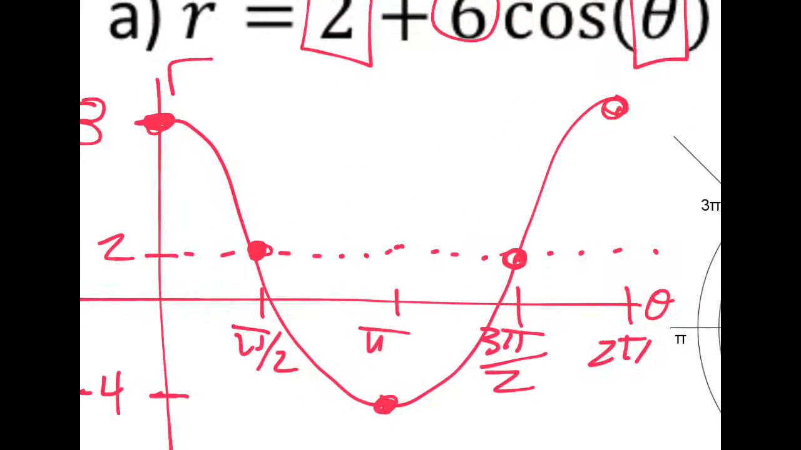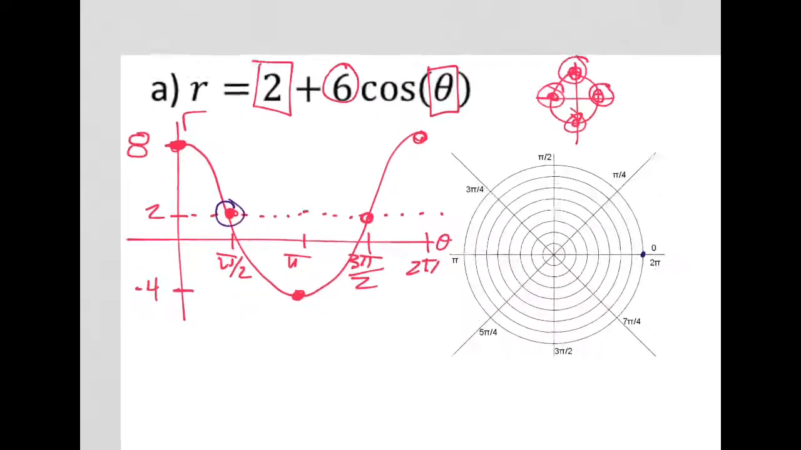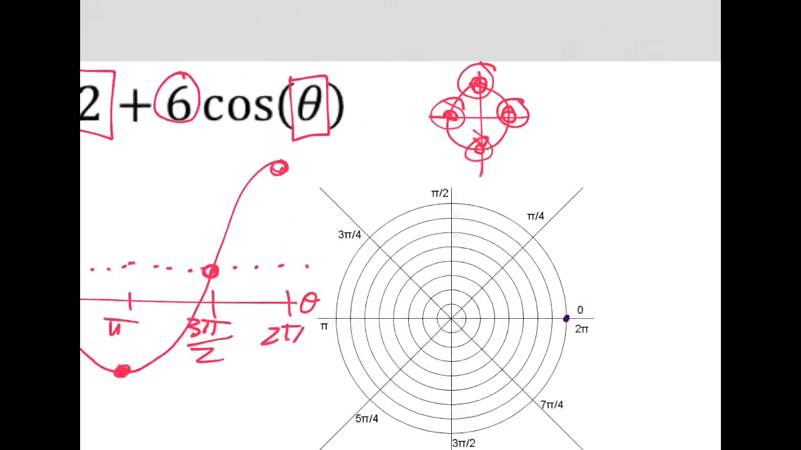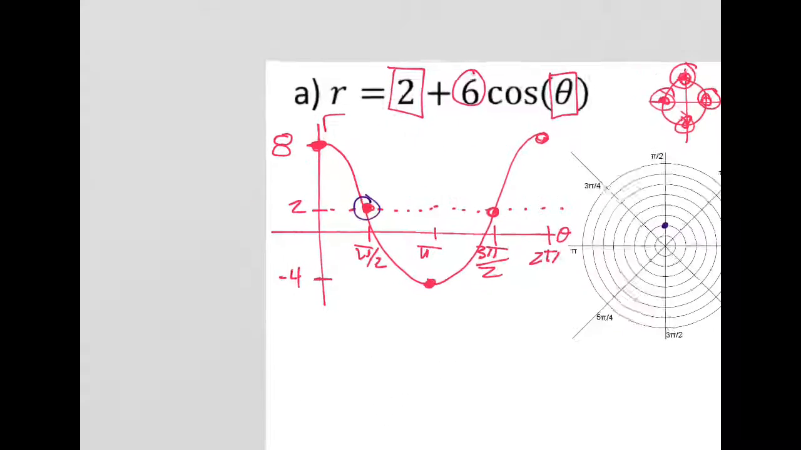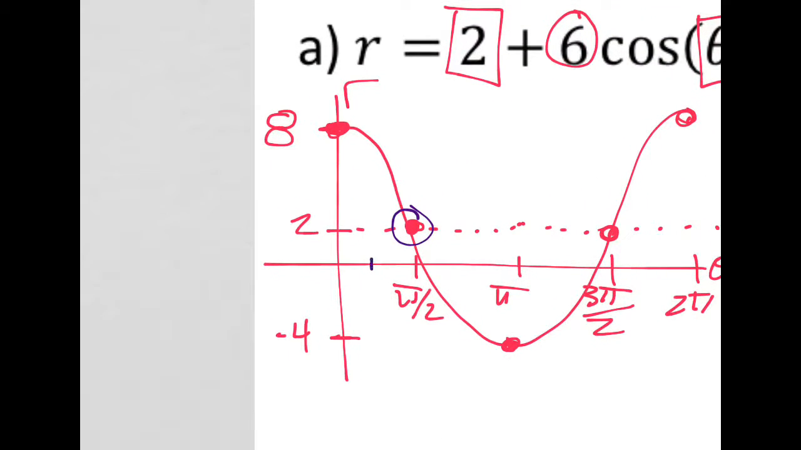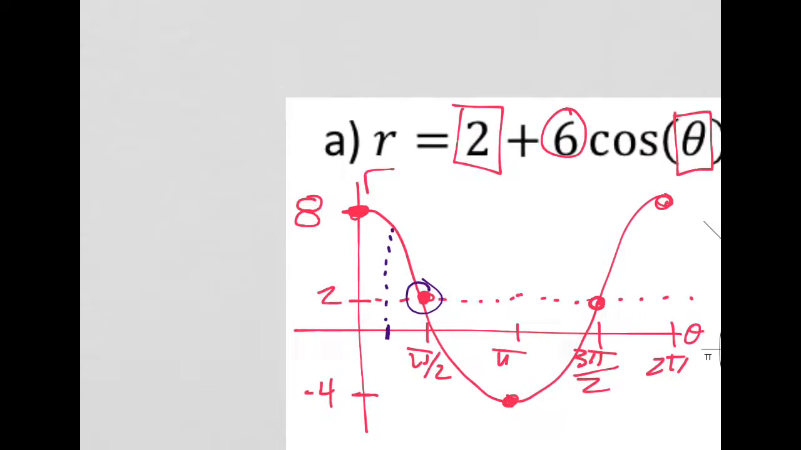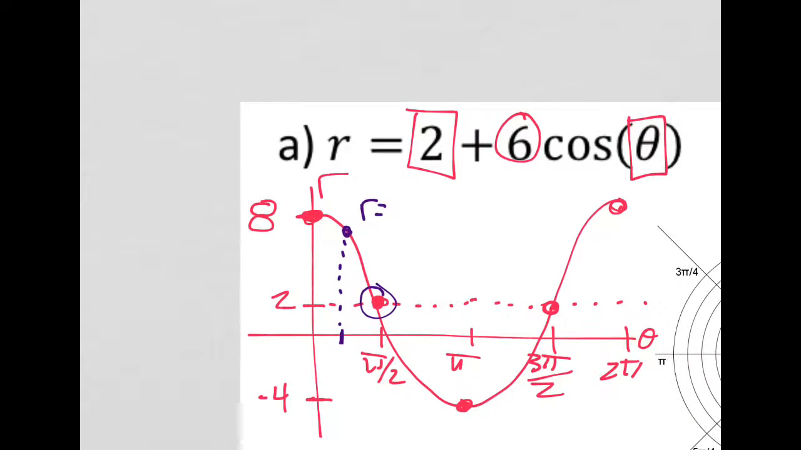Next easy point I can look at is this one right here at pi over 2. My radius is 2, and so I can plot that point right there. So I know I'm going to somehow curve in like that, but I want to make it more precise. So I want to figure out where I am at pi over 4. So at pi over 4, halfway between, let's figure out where we are. How can we find that r value right there? Well, we can plug in our theta value of pi over 4 to this equation.